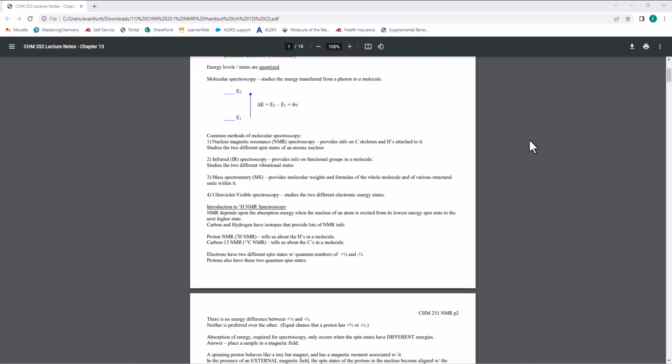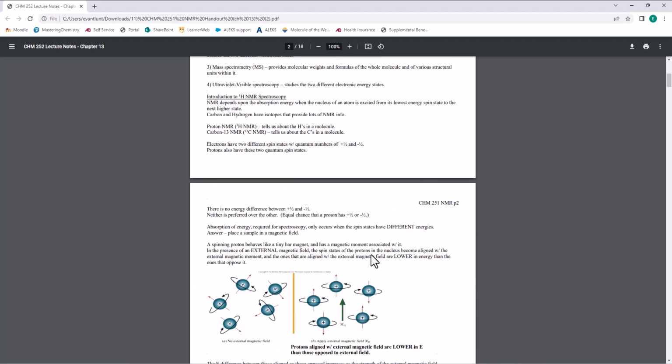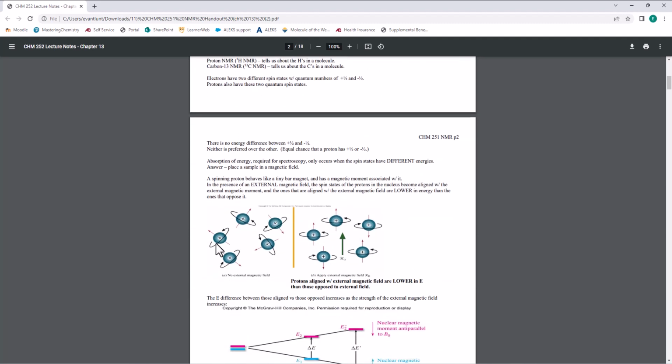Two of the most studied types of NMR spectroscopy are proton NMR and carbon NMR. Proton NMR tells us about the hydrogens in the molecule. Carbon NMR is going to tell us about the carbons in the molecule. So what we see is that electrons, remember from general chemistry, have two different spin states of +1/2 and -1/2. They are totally random in a molecule. They kind of act like bar magnets where the magnetic field is pointing in a particular direction.